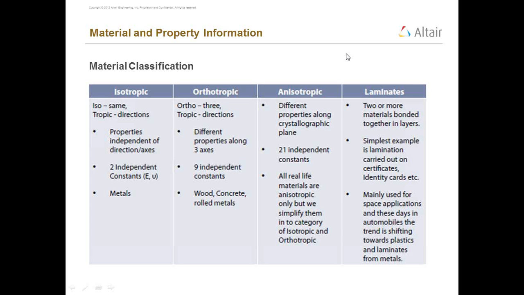Laminates. Two or more materials bonded together in layers. The simplest example is lamination carried out on certificates, identity cards, etc. Mainly used for space applications, and these days in automobiles the trend is shifting towards plastic and laminates from metal, as you all know.